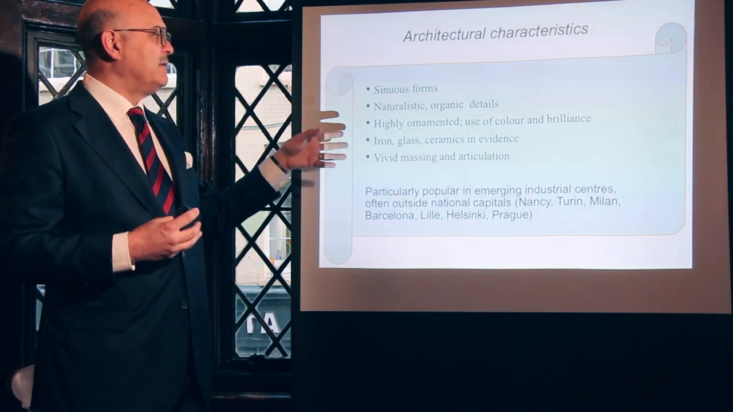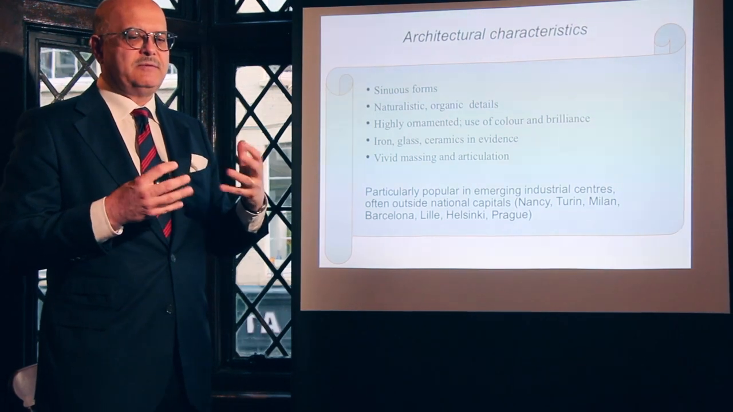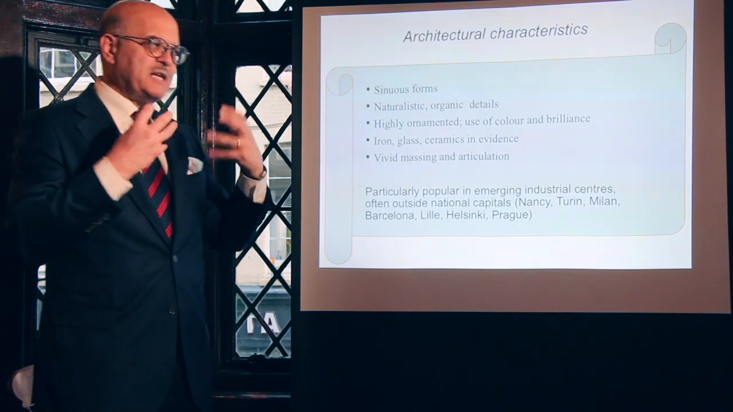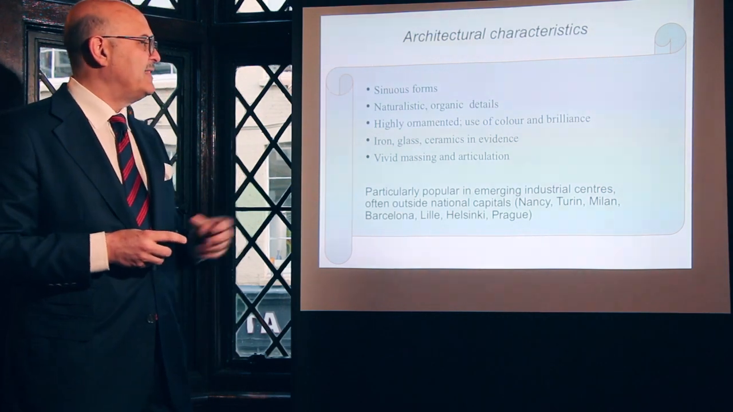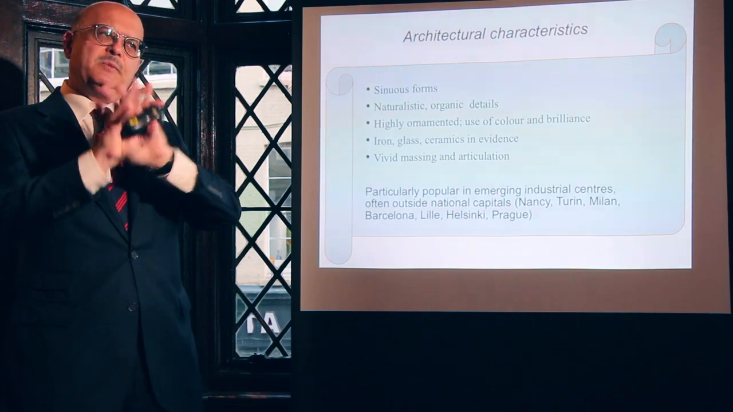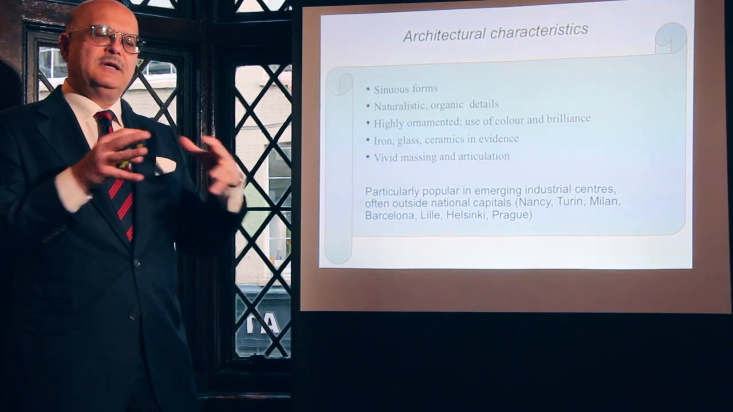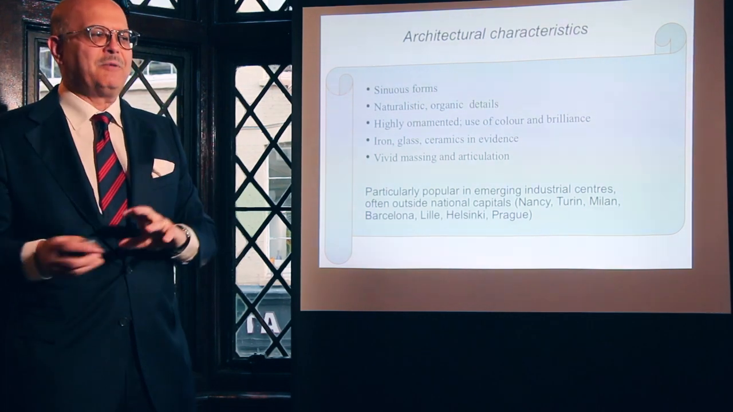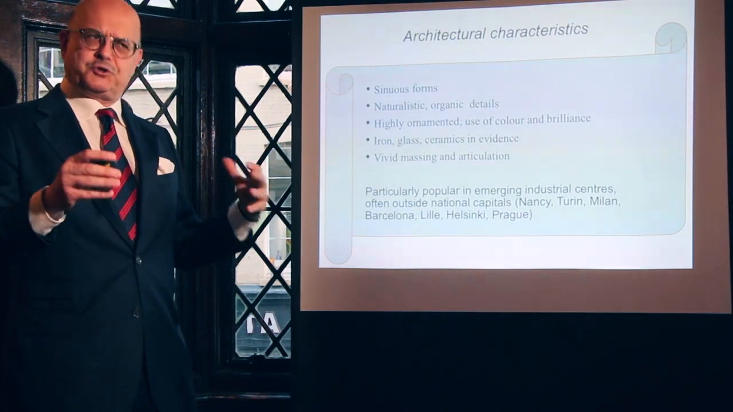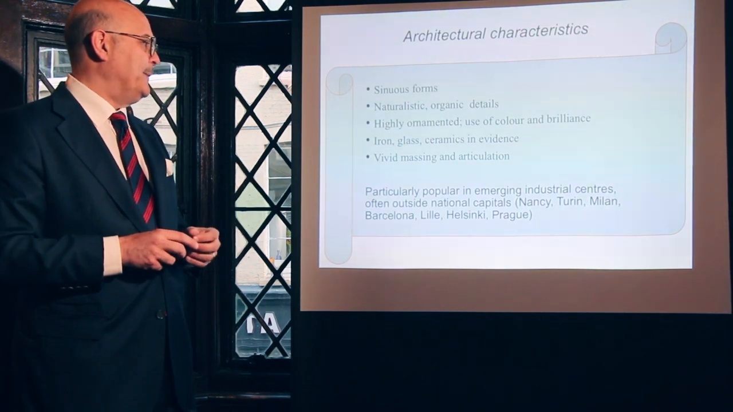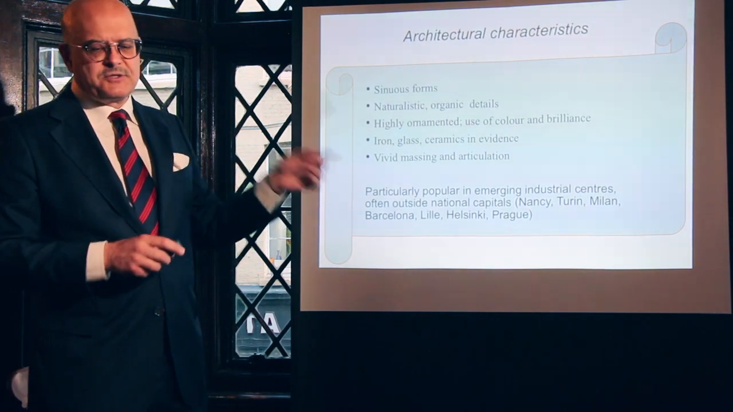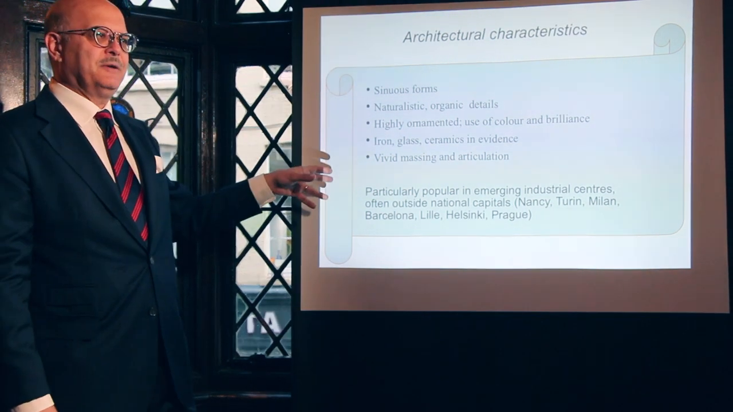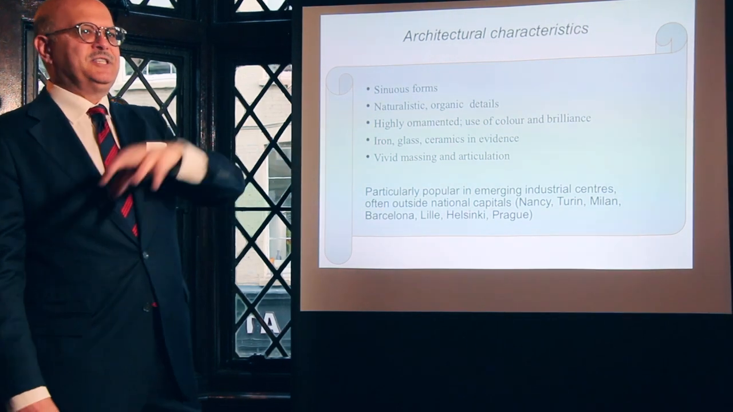On the other hand, the iron, glass, and ceramics, which are relatively new materials, or at least at that scale, are very clearly demonstrated, and that gives a sense of modernity, of change. And the massing and the articulation of the building, the way the building is organized, is quite vivid. In a few cases, you have fairly regular Art Nouveau buildings, but they tend to be fairly up and down and all around curvy things. They're not somber and serious. And I think this is also interesting from a sort of little pseudo-social science point of view, they seem to do better as a style in second cities.